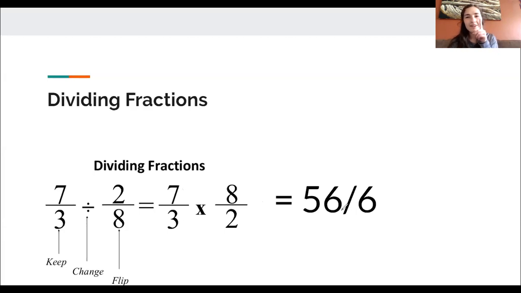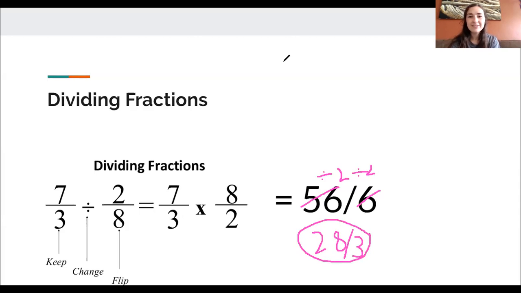So now we have 56/6. But wait, we can simplify this. They're both divisible by 2. So let's divide both by 2. 56 divided by 2 is what? 28. So we have 28/6 divided by 2 is 3. And our final answer is 28/3.